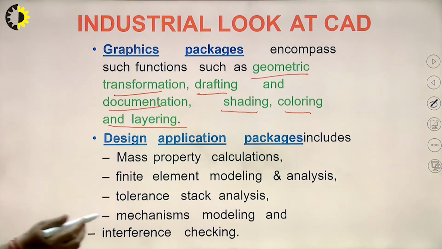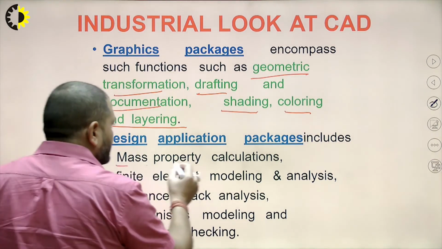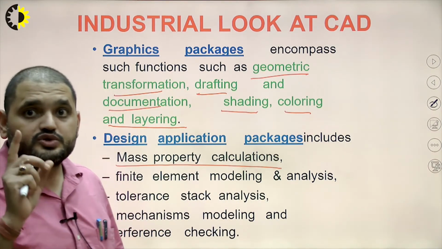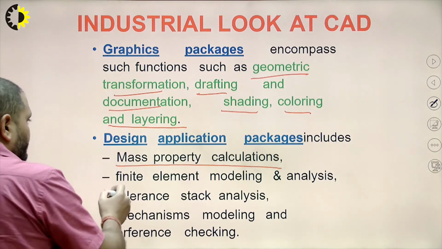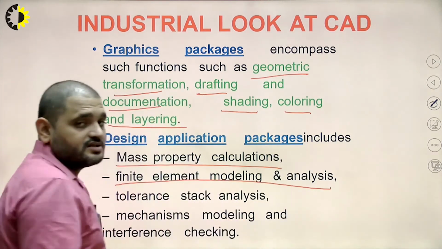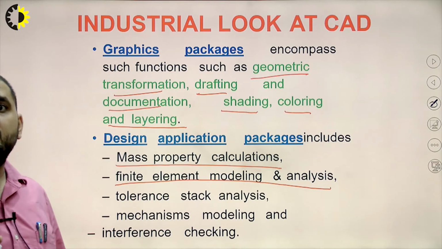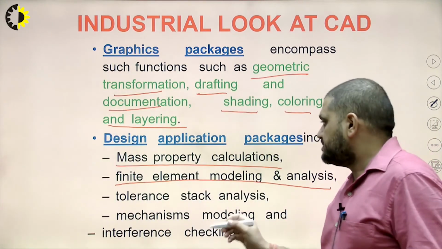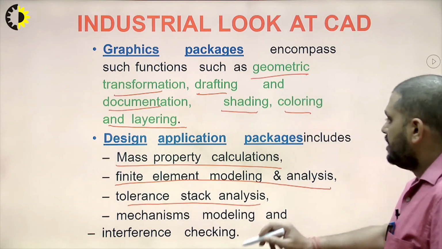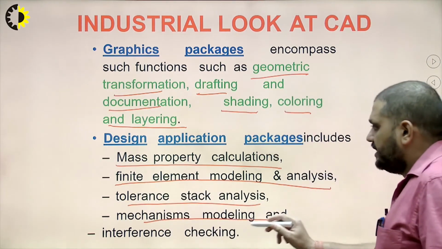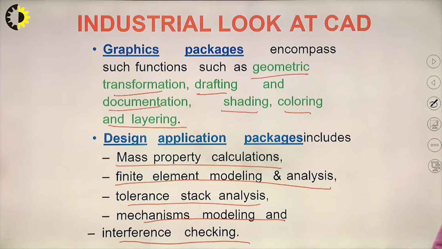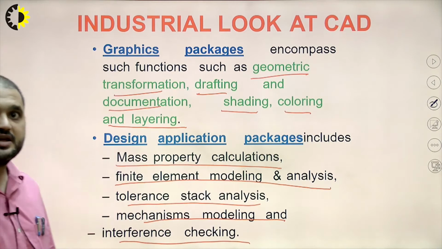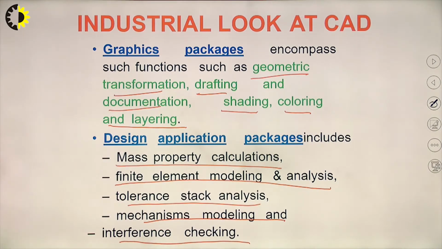Then design packages also include mass property calculation. Mass property calculations can be done using a model. Then finite element modeling and analysis, that is FEM. We will study how finite element analysis is done. Then tolerance stack analysis, mechanism modeling and interference checking, which were impossible using the traditional drafting method. So these things can be done using the design application packages.